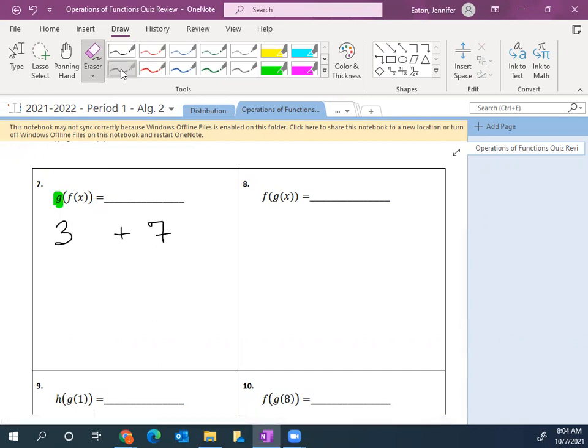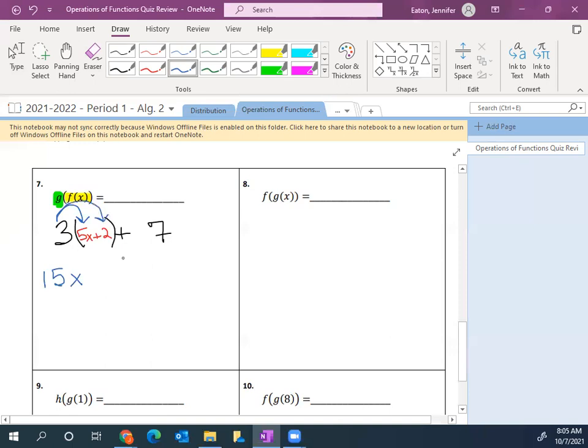Then I'm going to erase the x, and I'm going to put a parentheses where that x was. Inside the parentheses, I'm going to write my f of x equation. And my f of x equation was 5x plus 2. And now we simplify. So we say 3 times 5x is 15x. 3 times 2 is 6. Then I bring down this plus sign, and I bring down the 7, and I collect like terms. So 15x is the only x, so I'm going to write 15x. And then 6 plus 7 is 13.